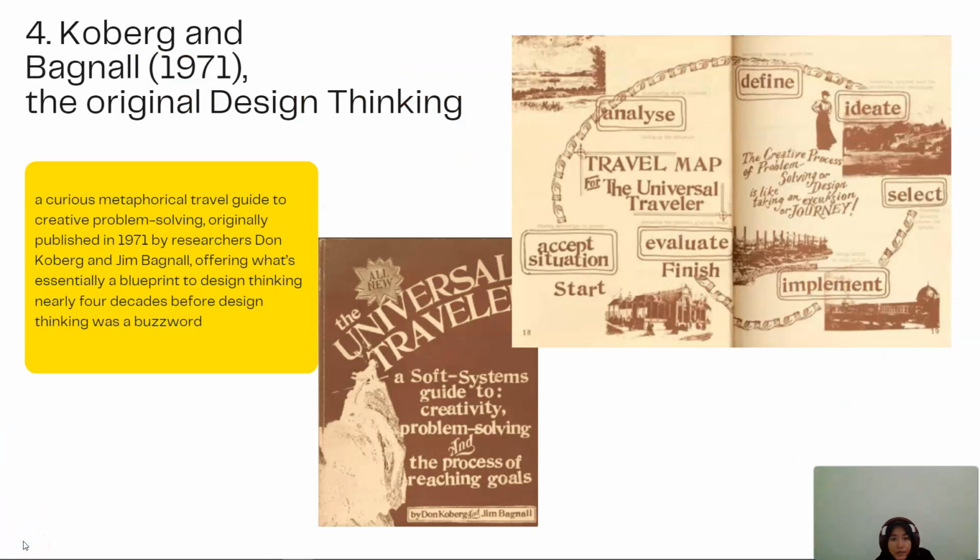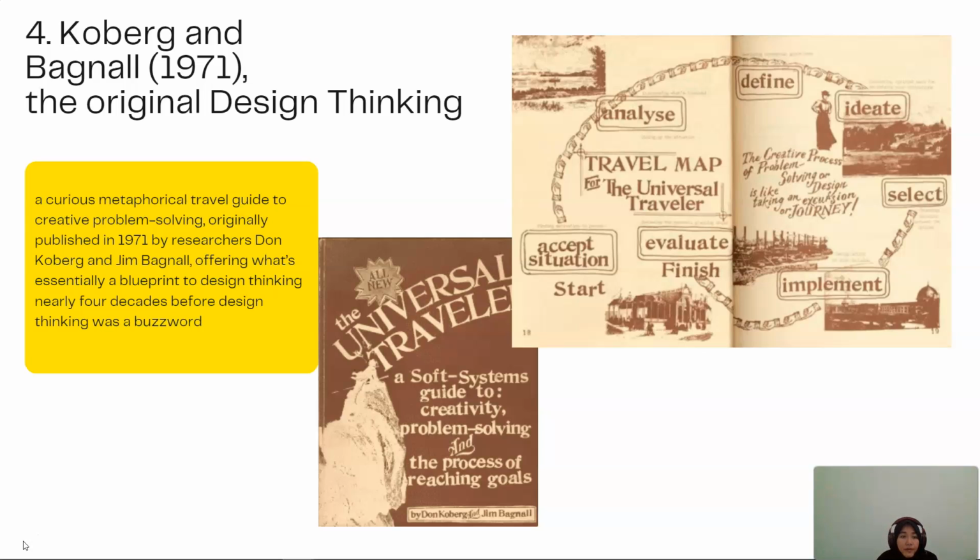Okay, model process for creative thinking number 4, which is Koberg and Bagnall, 1971. So it is the original design thinking. So basically it is about the traveler map. The Universal Traveler. It has a book we call the Soft Systems Guide to Creative Problem Solving and the Process of Reaching Goals.